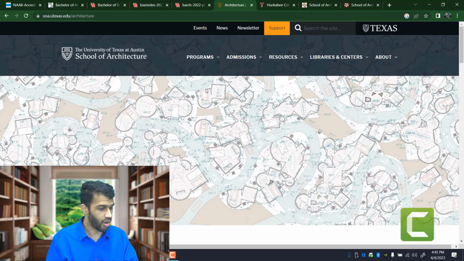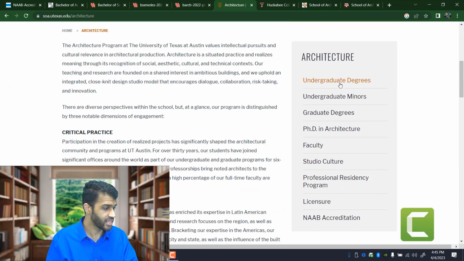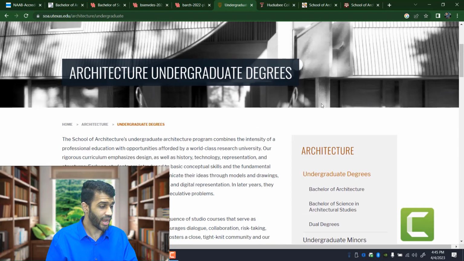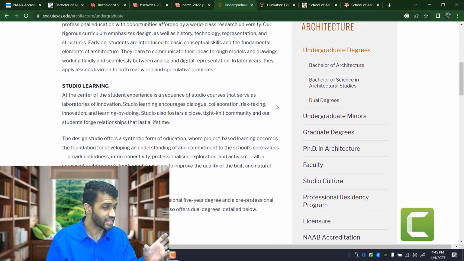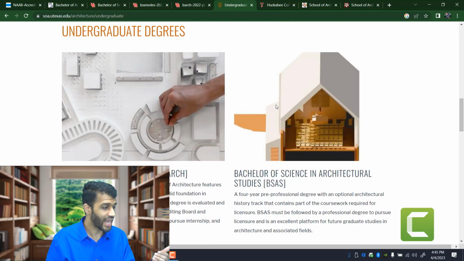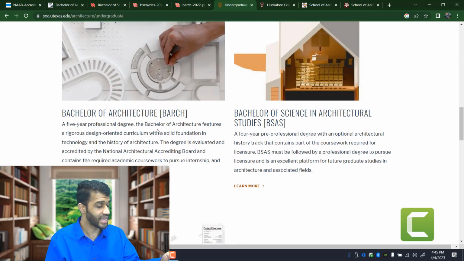Now, when you click on architecture, you can compare these degrees side by side. And practically what you're looking for is, what are my degree requirements? What classes do I have to take? Again, this says that this is a Bachelor of Architecture. That means this is a NAAB accredited degree. Look for that.